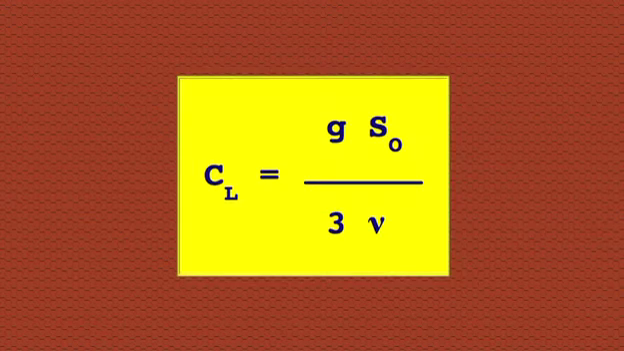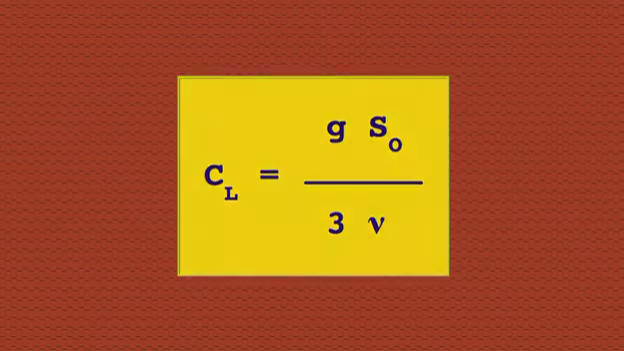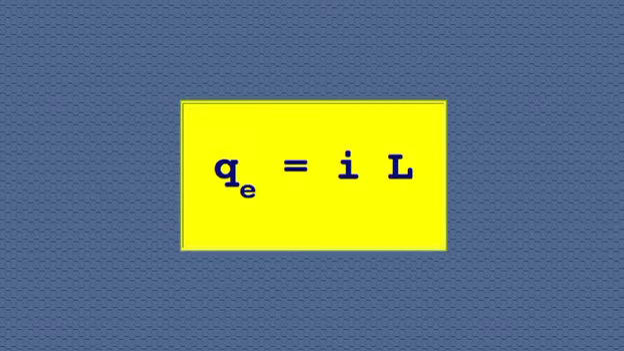in which C sub L is derived based on the mechanics of laminar flow on the overland flow plane. G is gravitational acceleration, S sub O is plane slope, and nu is the kinematic viscosity of water. By the runoff concentration principle, the equilibrium outflow from the overland flow plane is, in which I is rainfall excess.